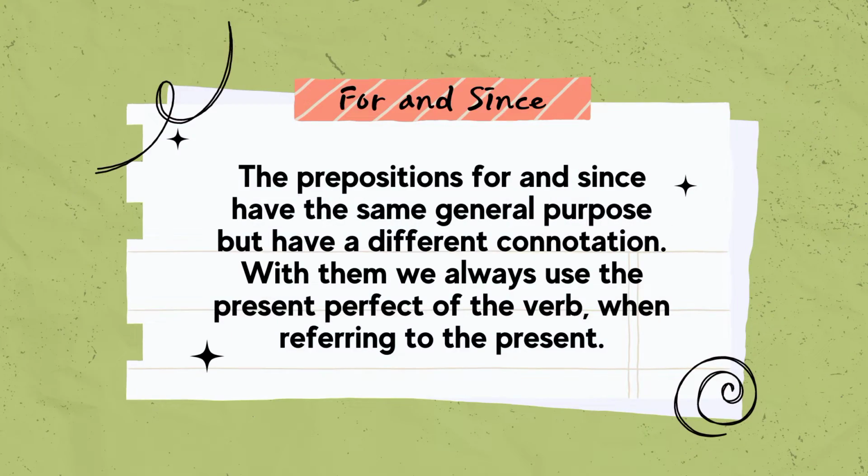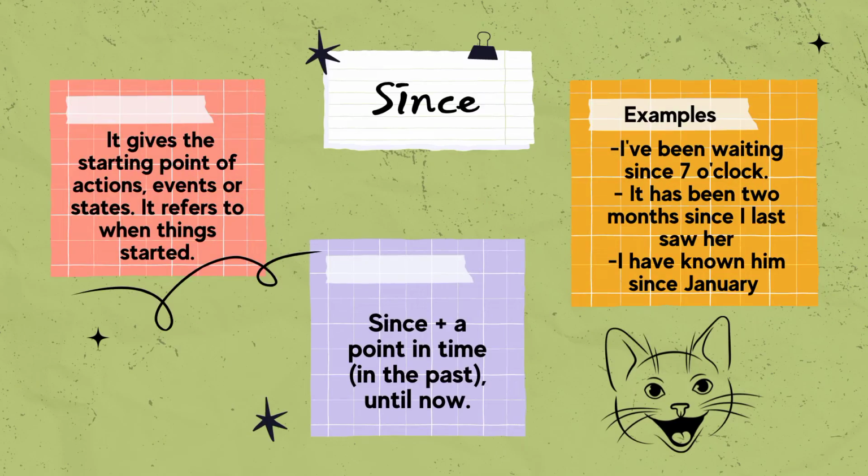The prepositions for and since have the same general purpose but have a different connotation. With them, we always use the present perfect of the verb, referring to the present. Now I'm going to explain a little bit more about since. This adverb gives the starting point of actions, events, or states. It refers to when things started.